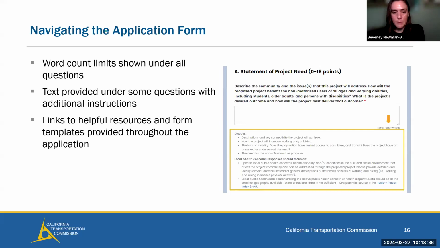However, I just want to remind people to address the things listed in the question, but also make sure you're referring back to the scoring rubrics as you fill out your application. It should be really easy to find the scoring rubrics because they're all linked from the same page as the applications. It's just another reminder to please use the scoring rubrics because it'll help you as you're developing your responses. And again, there are links to helpful resources and templates throughout the application.